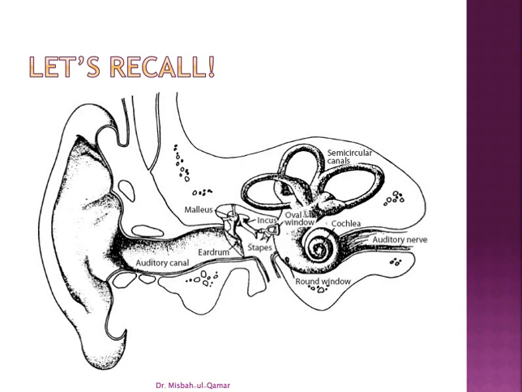You all must know that the mechanism of hearing can be broadly classified into three steps. The first one is the mechanical conduction of the sound. Then the next step is the transduction of this mechanical energy into the electrical impulses. And finally, these electrical impulses are conducted to the brain.